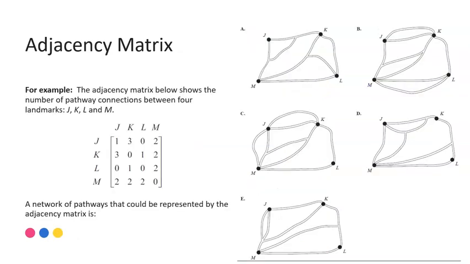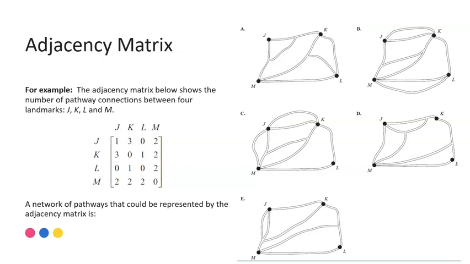Our final example is another version of using those difficult to read graphs, but this time we're going from the adjacency matrix and matching that to the best version of the graph. The adjacency matrix below shows the number of pathway connections between 4 landmarks, J, K, L, and M. A network of paths that could be represented by the adjacency matrix is, we've got our options there. So again, we're going to use a similar technique, but work in reverse.